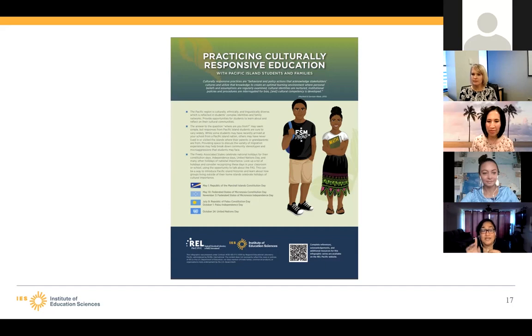So this last page, and something that's characteristic of all the infographics, we offer some thoughts about how this information may inform culturally responsive education. Some points for consideration. So, for example, how teachers can use this information to inform their instructional activities, or school leaders can think about some school events.